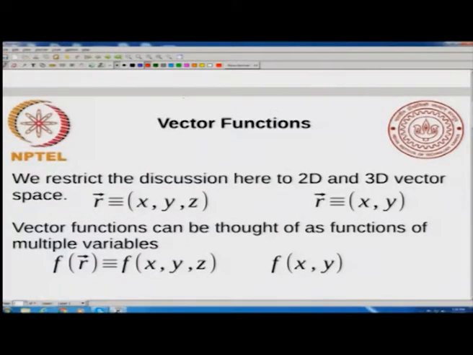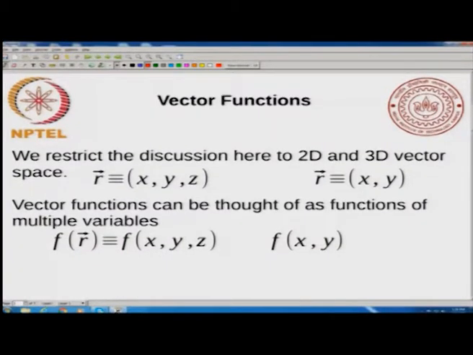So, let us start with functions. Here we will restrict the discussion to 2-dimensional and 3-dimensional vector space. If you have a 3-dimensional vector space, then any vector R can be written in terms of 3 coordinates x, y, z. So, R is a vector in this vector space. These are the components of R: x, y, z. This is just like a point in a 3D Cartesian coordinate system.